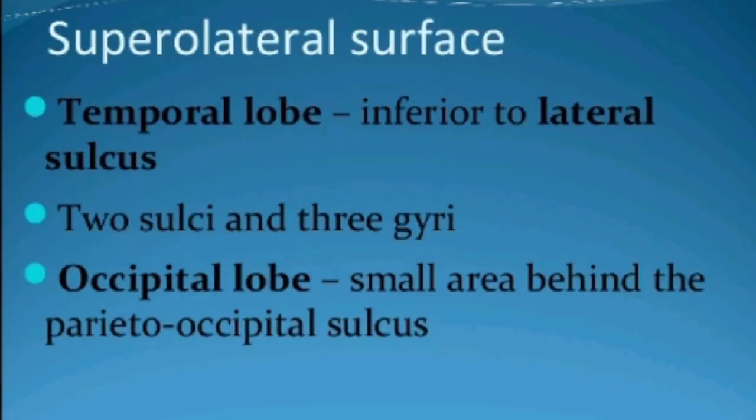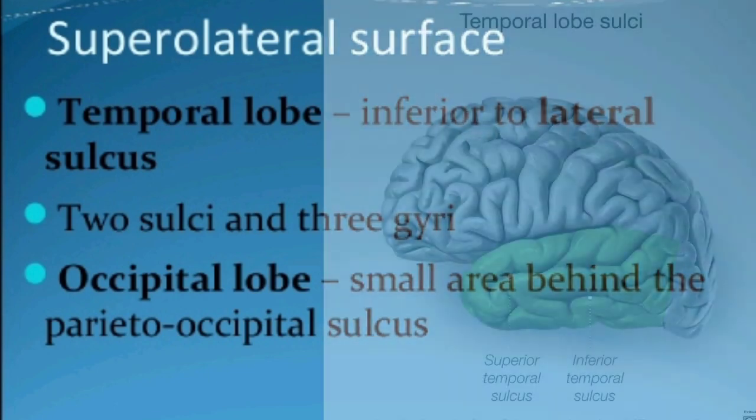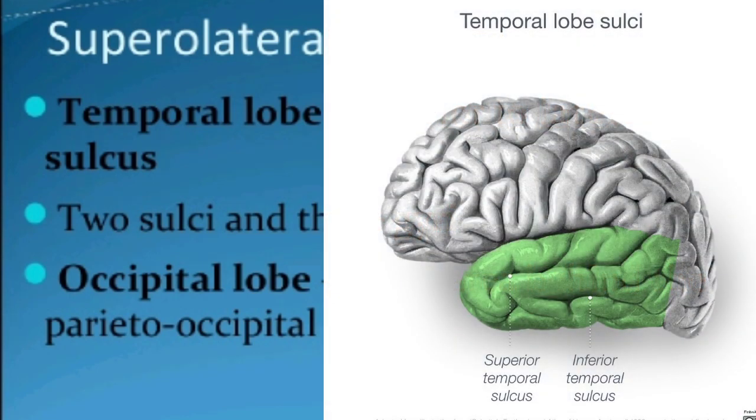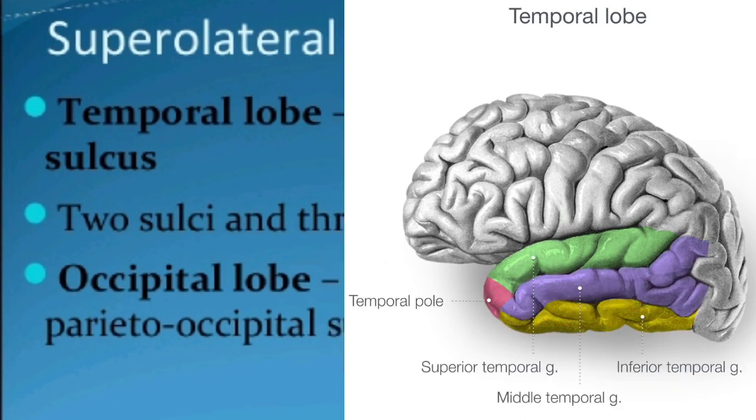The temporal lobe, which is inferior to the lateral sulcus, contains 2 sulci and 3 gyri. The 2 sulci are superior and inferior temporal sulcus, and the 3 gyri are superior, middle and inferior temporal gyrus.